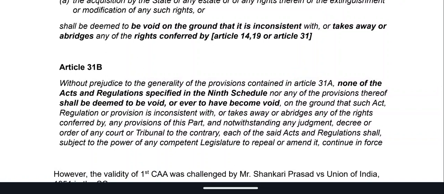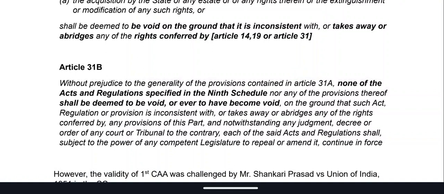In my personal view, fortunately 31b is not effective today. It was a very aggressive provision in my view. I don't know whether these words are proper or not, but article 31b had introduced a new concept called the ninth schedule to the Constitution of India.